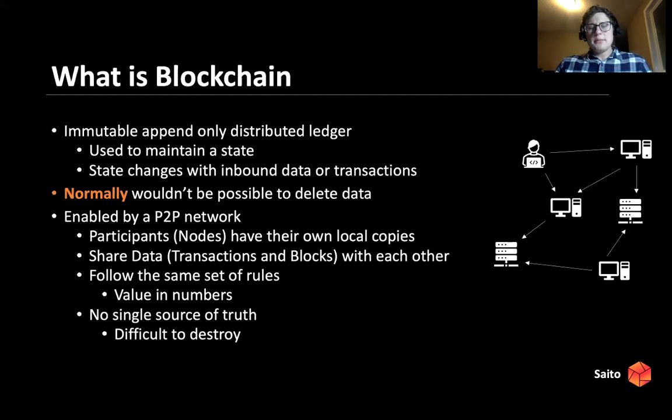Now, normally with a blockchain, you wouldn't actually be able to delete information off of it. But the reason I have normally highlighted in orange there is because Saito takes a different approach to this. Data can actually fall off of the Saito blockchain, but I'll clarify on why that happens in the near future.